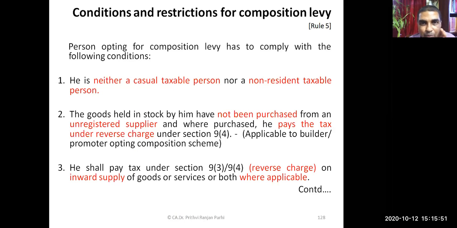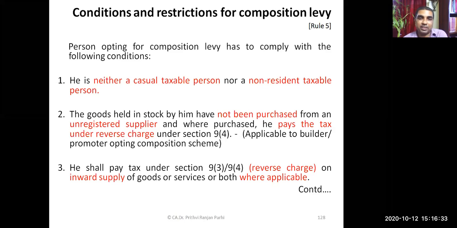Right. Now, a few more conditions are there which a composition levy dealer has to follow. The person opting for composition levy has to comply with the following conditions. We have to remember these conditions. He should not be a casual taxable person or non-resident taxable person. Okay. So one more thing, definitely he should be a taxable person, but he should not be a casual taxable person or non-resident taxable person. This means a casual taxable person or non-resident taxable person cannot opt for the composition scheme.